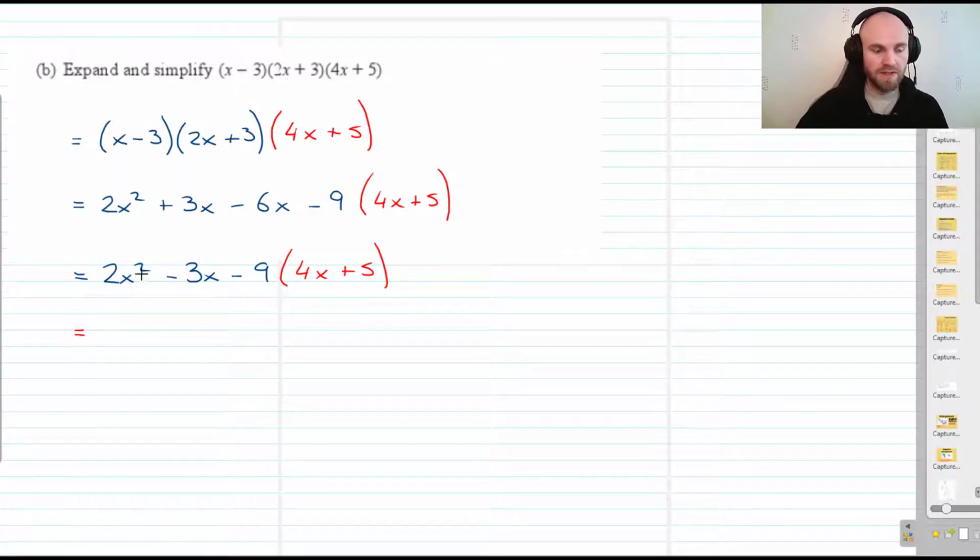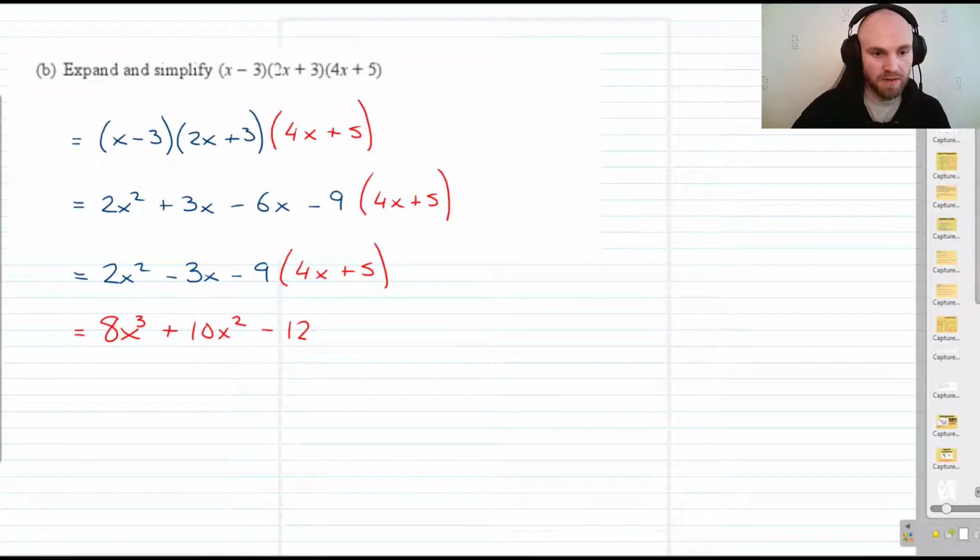Let's change to red now. So this 2x squared by 4x is going to be, well, we multiply the numbers, so 2 by 4 is 8. Multiply the x values, x squared by x is going to be x cubed. 2x squared by plus 5 is plus 10x squared. Minus 3x by 4x is going to be minus 12x squared. Minus 3x by plus 5 is going to give us minus 15x. Minus 9 by 4x is going to give us minus 36x. That's a little untidy. Minus 9 by plus 5 is going to give us minus 45.